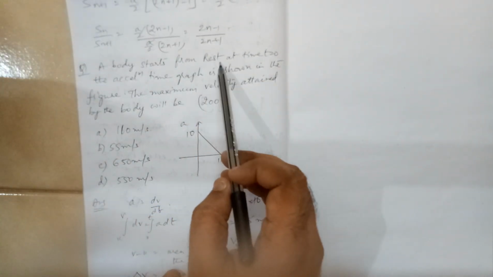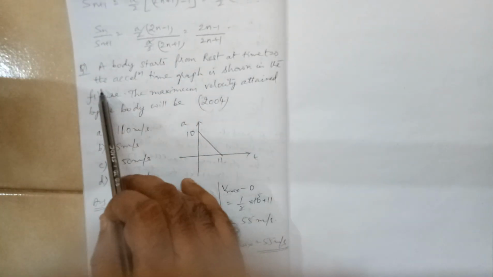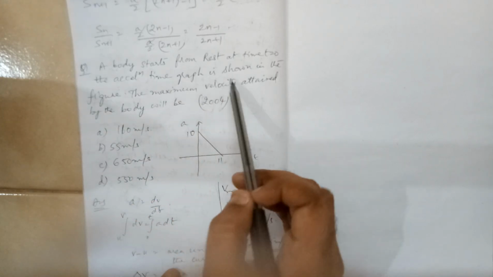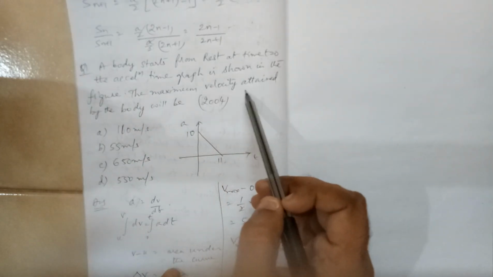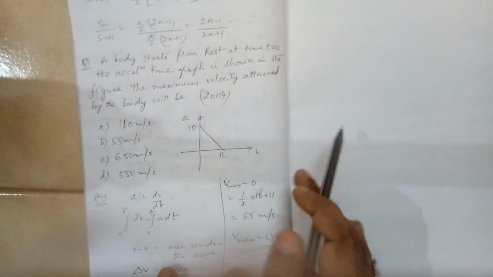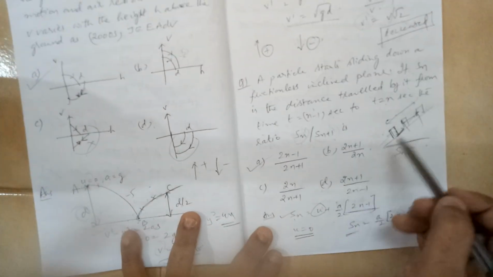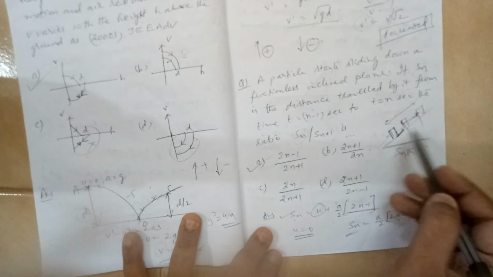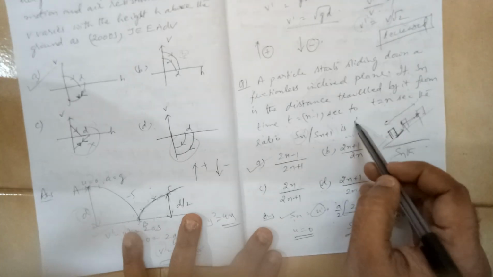A body starts from rest at time t is equal to 0. The acceleration time graph is shown in the figure. The maximum velocity attained by the body will be. This was asked in 2004, and this question was asked in 2001, I think. 2001.